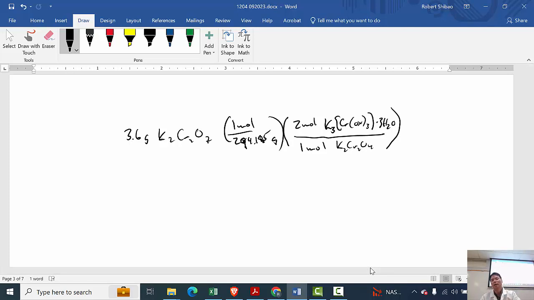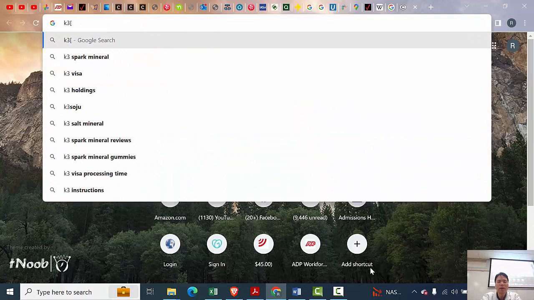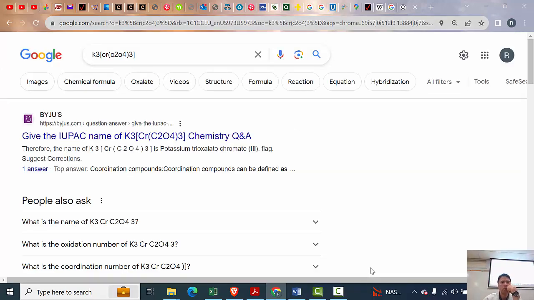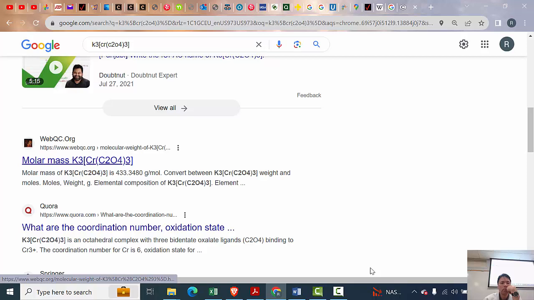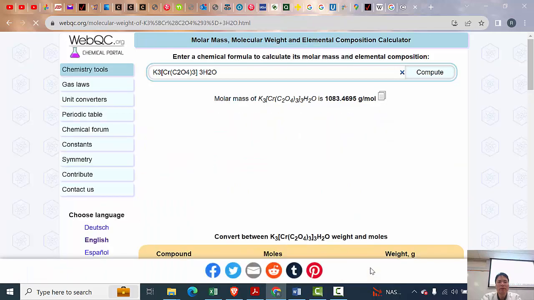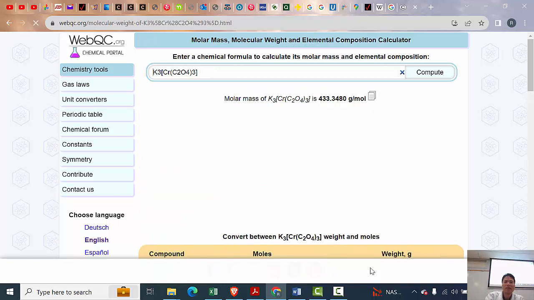Now we need the molar mass for the complex. Let's see if I can find the molar mass of this complex. I'm just going to type in K3Cr, and since oxalate is C2O4, I'm going to type in C2O4 rather than use the abbreviation, 3. If this is going to compute it for me, I'm going to try to make the hydrate 3H2O. Let me see if it'll compute it. No, that didn't work, unfortunately. But this was kind of convenient.